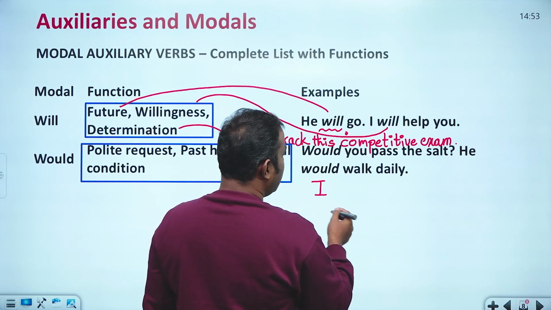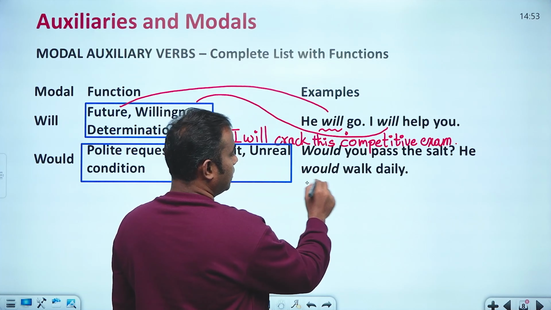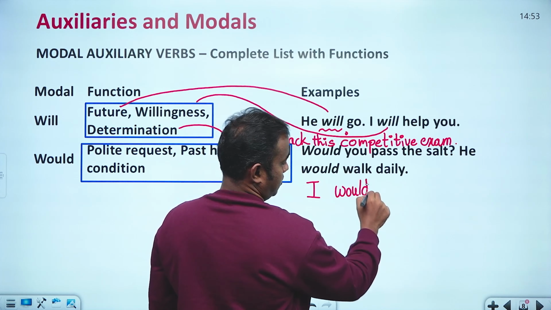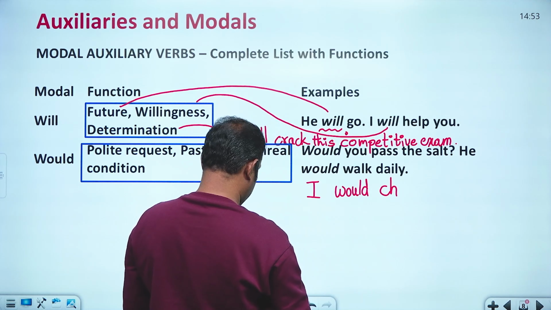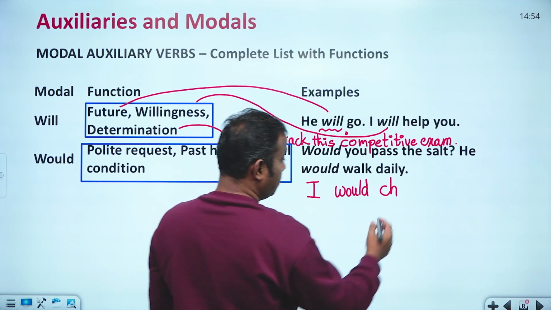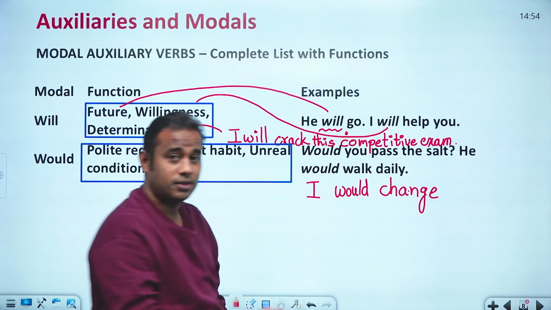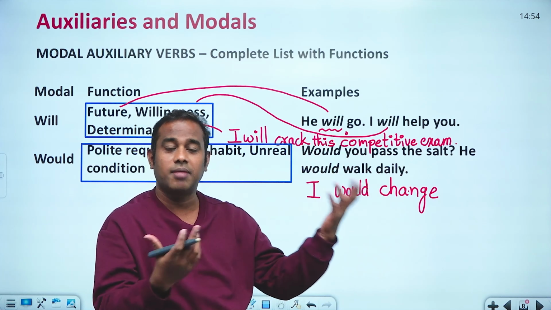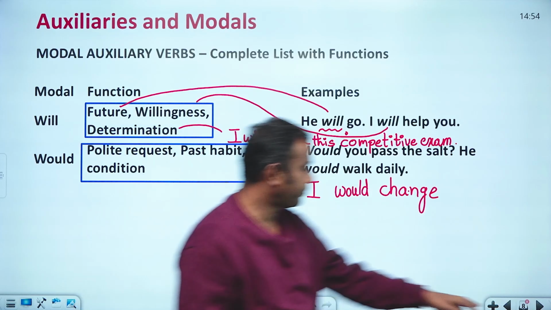Okay. And unreal conditions also we will be using. We don't know. Okay. I would change. So I can write that I would change. So I would change is an unreal condition because I am not going to change. That's the right one. So I would change means in the future also I won't change. I am what I am, like this. Then this is one way of saying this.